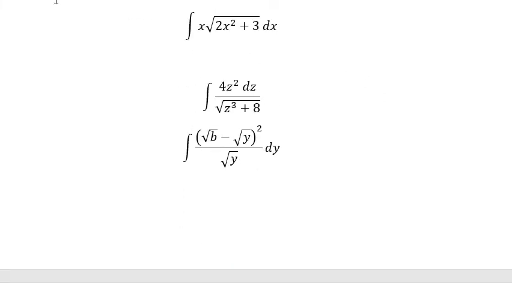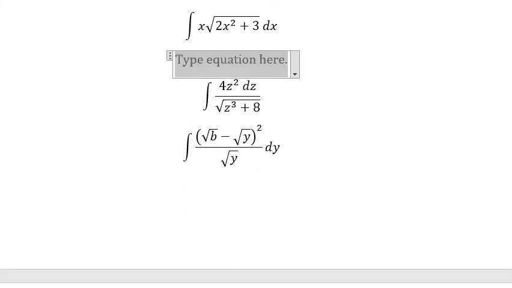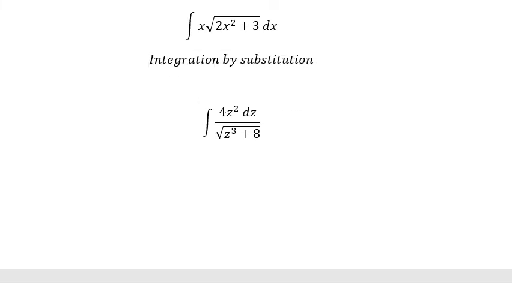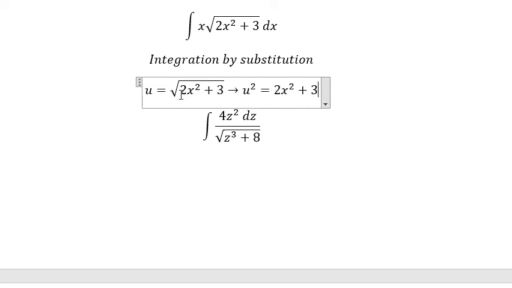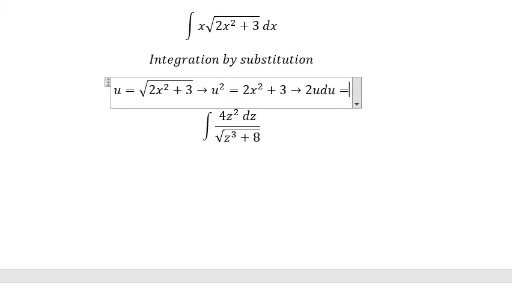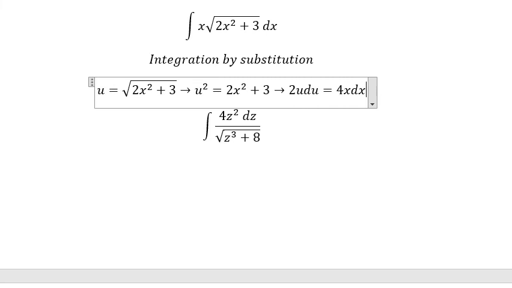Question number 3. We need to use integration by substitution. So I will put u equals to this one. Next, we put the square for both sides to cancel the square root. Later we do the first derivative for both sides. We got 2u du equal to 4s ds.